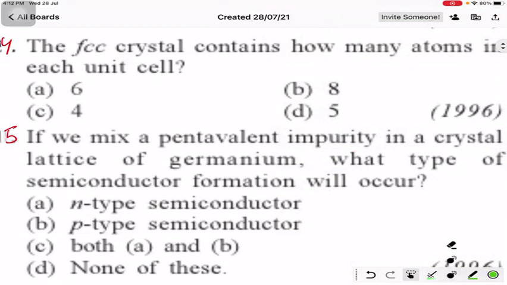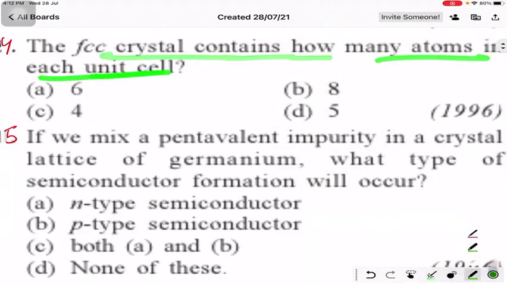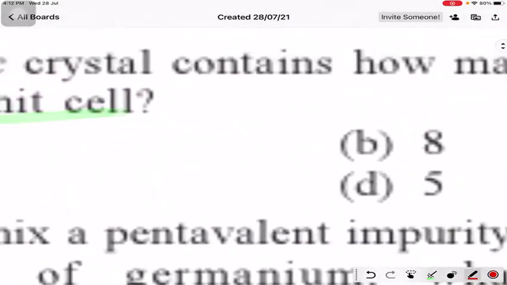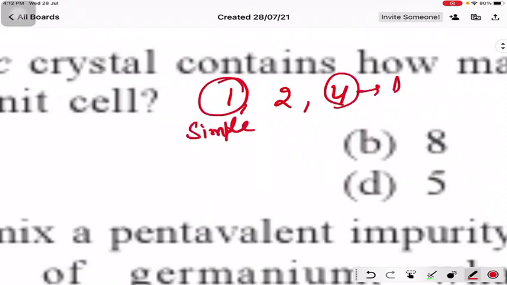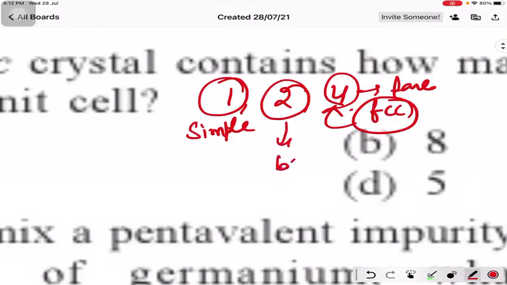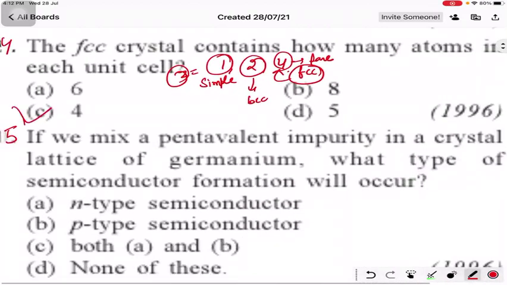FCC crystal contain how many atoms in each unit cell? F says 4. You have to remember three numbers, 1, 2 and 4. 1 is for simple, whereas F says 4 and F says FCC face centered, and 2 number is for BCC. This is the value of Z. Z means number of atoms per unit cell. So option number C is correct.